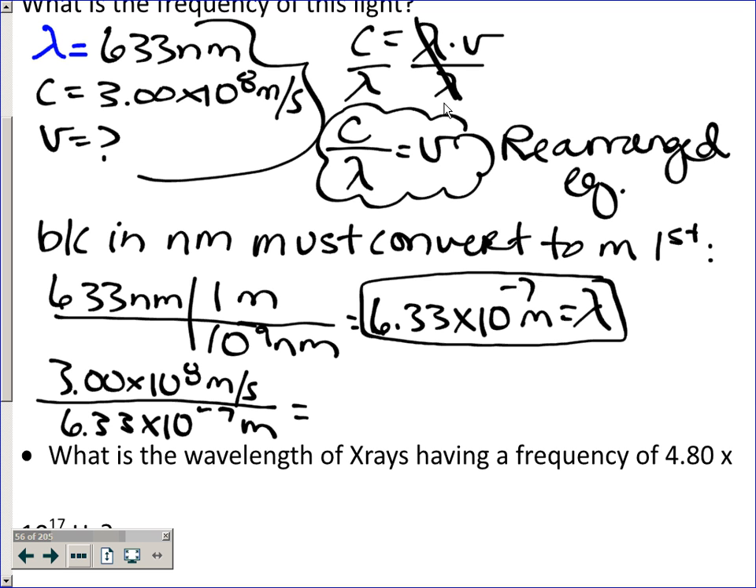Who saw nanometers and said, I must convert? Good, I got a lot of hands up. So that is the one point of contention because you're just normally plugging stuff into the algebraic expression, but nanometers and meters don't play well.